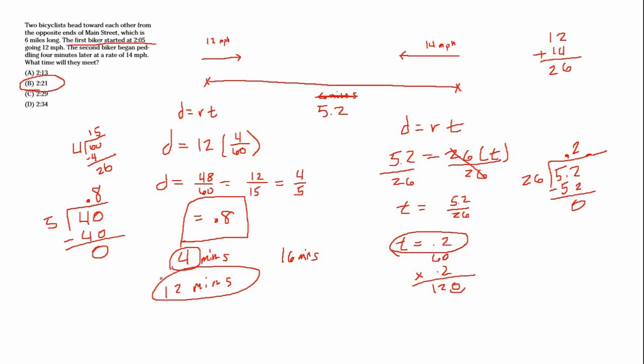Again, the first biker traveled for 4 minutes, and it took both bikers combined 12 minutes to make up the rest of the distance. Okay, so we just add the 16 minutes combined to 2:05 and we get 2:21. Again, this is one of the hardest problems you'll probably see on the ASVAB. As you saw, it required you to calculate distance equals rate times time first to get the true distance that both of them traveled, and all throughout this problem you had to deal with decimals and fractions.